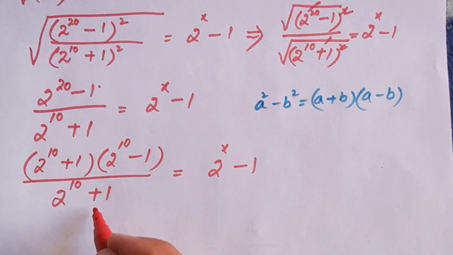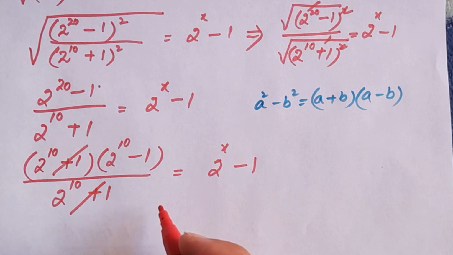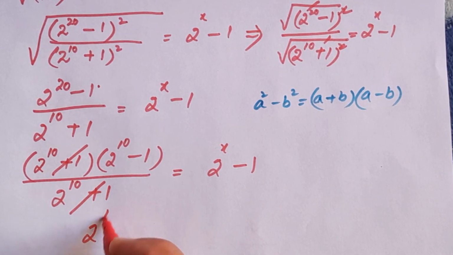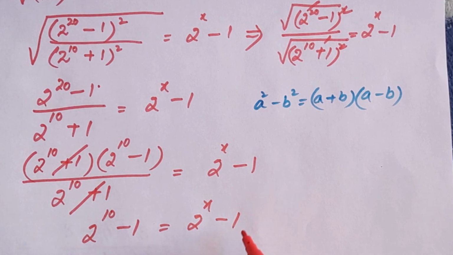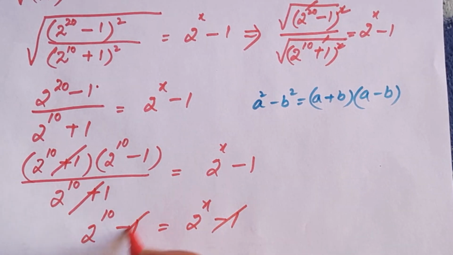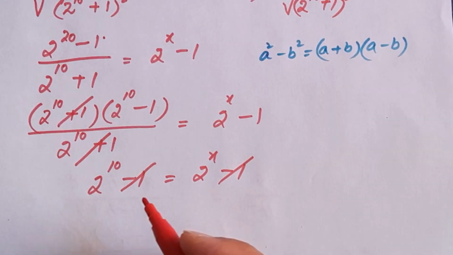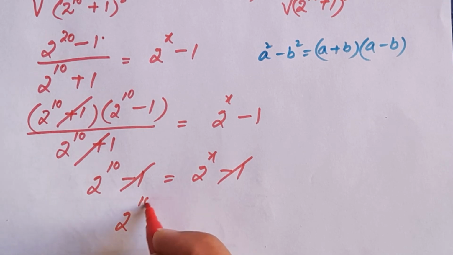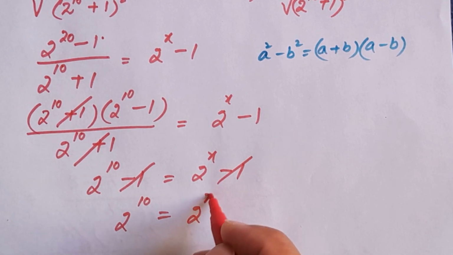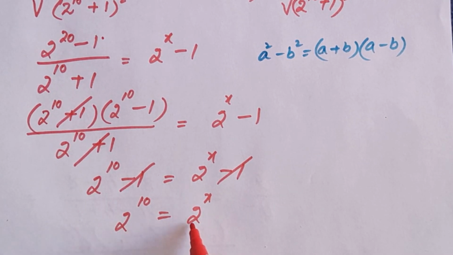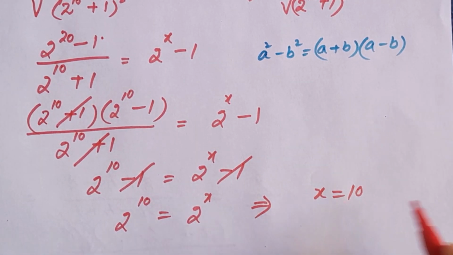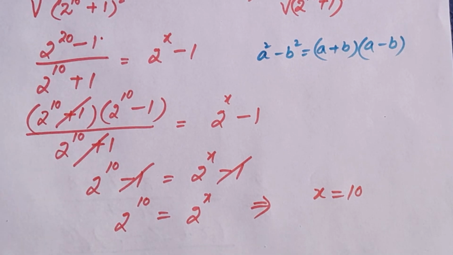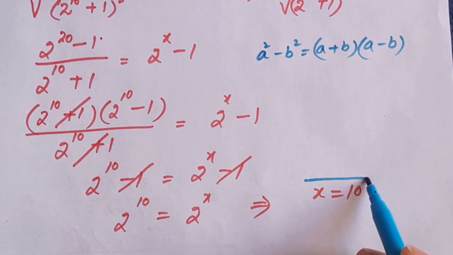We can see that 2 to the power 10 plus 1 from the numerator and denominator cancel out. We are left with 2 to the power 10 minus 1 is equal to 2 to the power x minus 1. This minus 1 cancels out. Now we have 2 to the power 10 is equal to 2 to the power x. As bases are same and equal, we can equate the powers. After equating the powers, we get that x is equal to 10, which is the final and required value of x asked in this question.